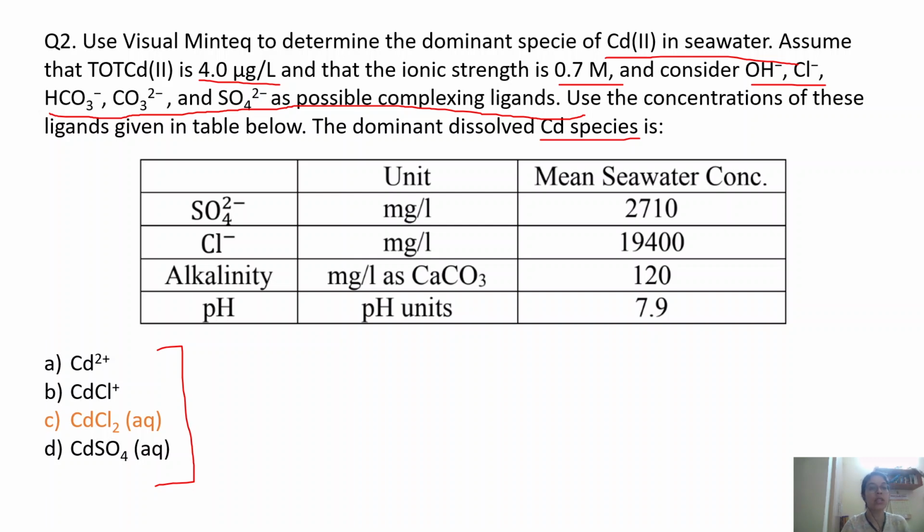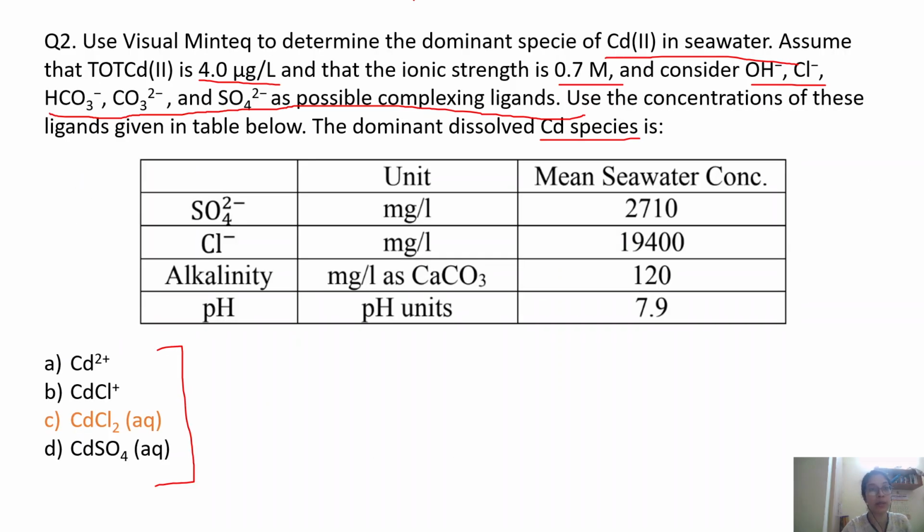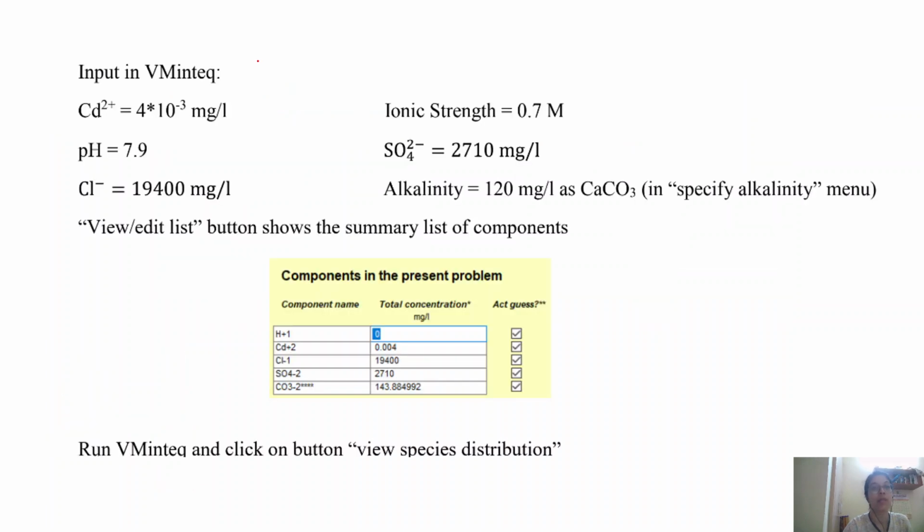So the solution is the dominant species will be cadmium dichloride. How? Let's see. We will put the values in Visual MINTEQ. Cadmium we are putting because it was given as 4 microgram per liter. Please have a look at the unit properly. It's 4 microgram per liter, so that is why 4 into 10 raised to power minus 3 milligrams per liter.